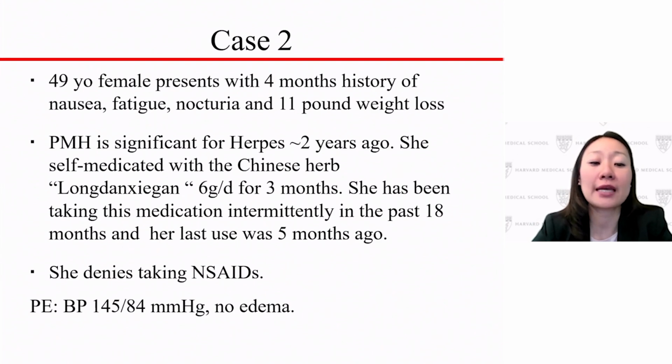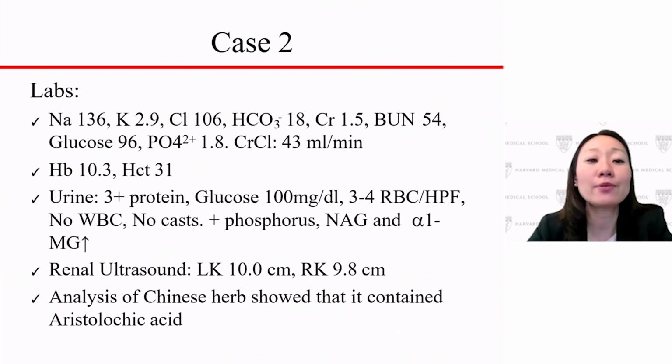On physical exam, she's found to be hypertensive without edema. Her labs are notable for the following. She has hypokalemia with a potassium level of 2.9, metabolic acidosis with a bicarbonate level of 18, an elevated creatinine at 1.5, BUN 54, and she's found to be anemic with a hemoglobin level of 10.3.